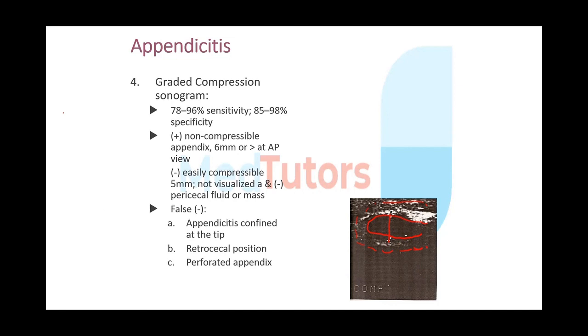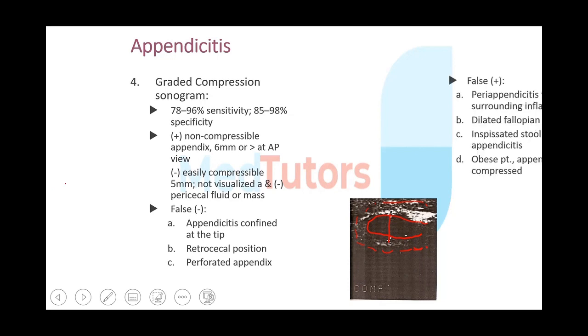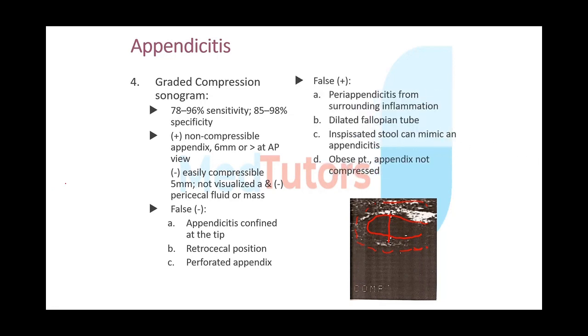Now, sometimes you might have difficulty in visualizing the appendix, okay? When the appendicitis is confined to only the tip, when it is in a retrocecal position, or when it is already perforated, you might have a false result. You have a false negative result while the disease is there.